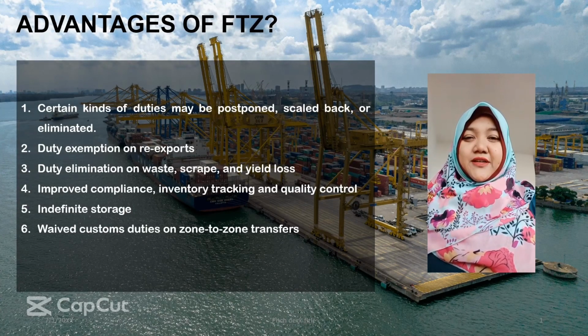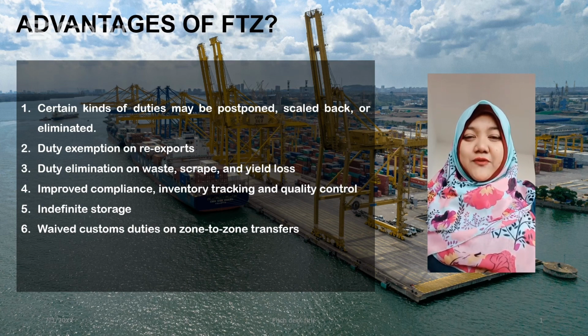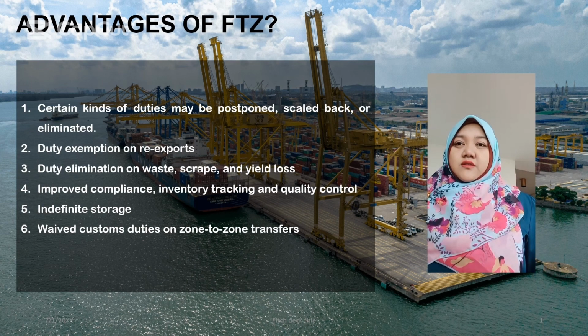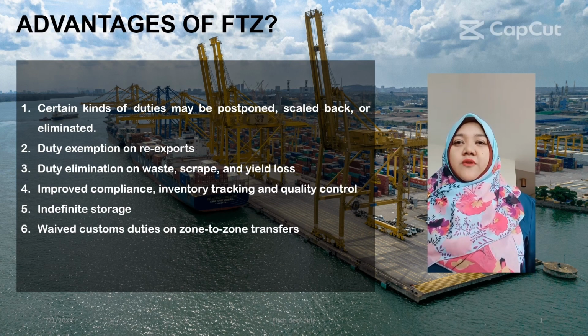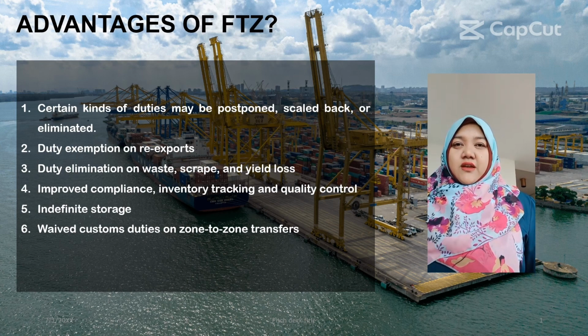I'm going to explain the benefits of free trade zone in Malaysia. There are six of them. One is that certain kinds of duty may be postponed, scaled back or eliminated. In Malaysia, free trade zones have given customers the maximum flexibility in custom programs or duty deferment. Therefore, bringing goods into a free trade zone without paying custom or other fees is made easier for companies. Inventory tax exemption is also included in this.